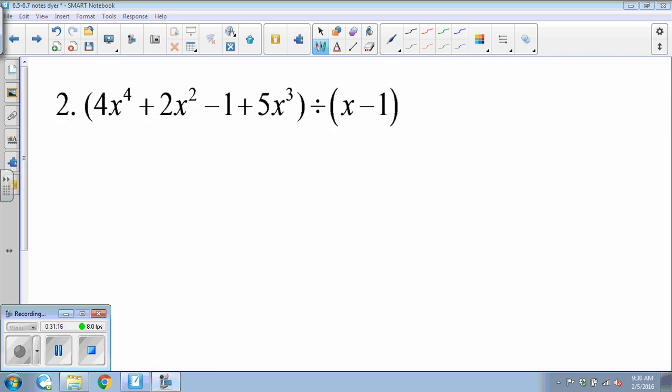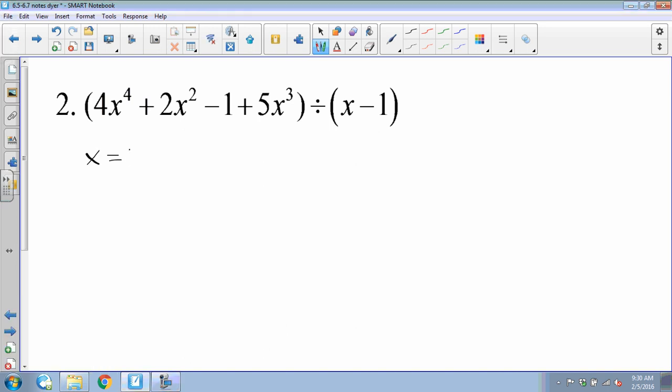Okay, so what is the solution that I'm checking? x equals positive 1, right? That's the solution that I'm checking. Okay, so I need to put this in the correct order. So 4x to the 4th, then I have to have my x to the 3rd term, so plus 5x to the 3rd, then my squared term, plus 2x squared, then my x to the 1st, which I don't have one, so that's going to be plus 0x, and then my constant, minus 1.